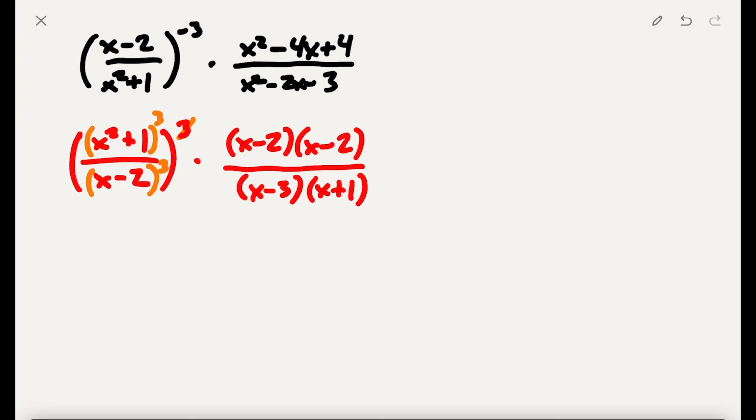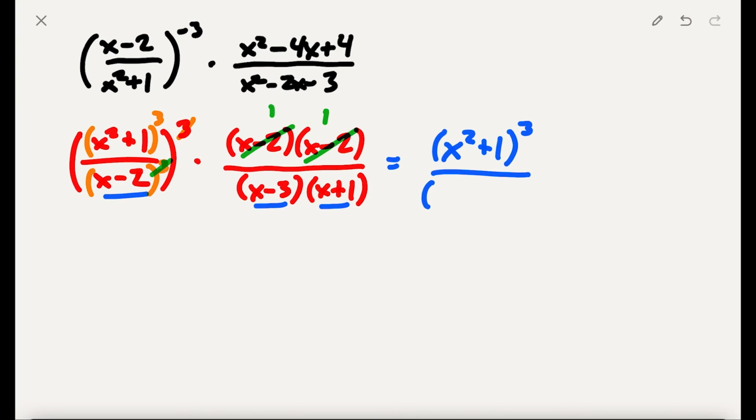So you end up having two x minus 2's here. So I can divide the top and the bottom by x minus 2 twice, essentially. So it's going to cancel out that one right there. So you're still going to have one x minus 2 on the bottom there. And then you're just going to multiply across. There's not really much else you can do on this one. And you're going to have x squared plus 1 quantity cubed over x minus 2 times x minus 3 times x plus 1. And you could expand those out, but that would just take too long and it's not really worth it. So we're just going to say this is the final answer right here.